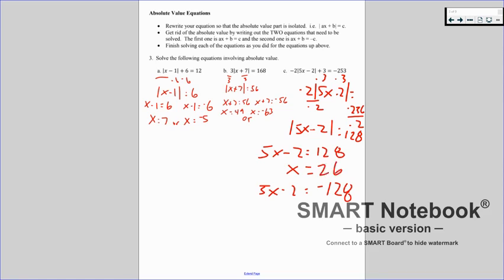And then for this one, I've got my watermark on there because I haven't been able to get my smartboard hooked up in my house yet. I get negative 126 divided by 5, which is negative 25.2. And there's absolute value equations. We'll be looking at inequalities next.